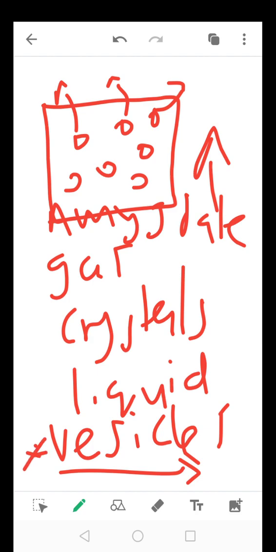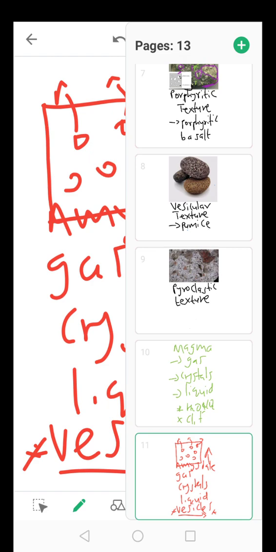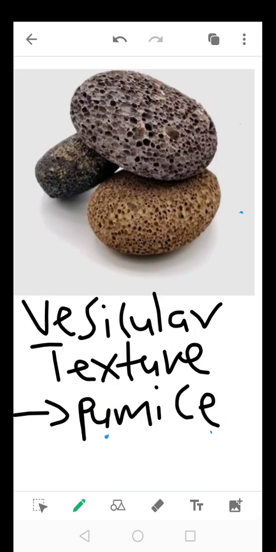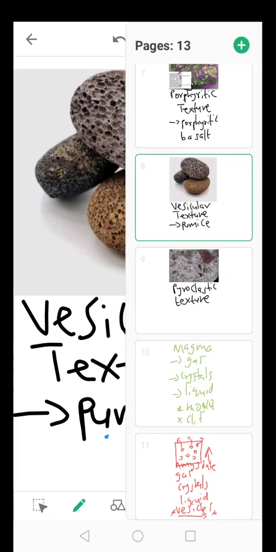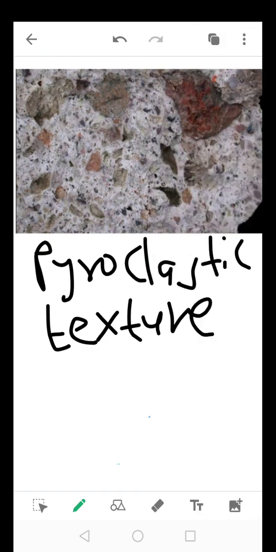But if only these empty spaces are found within the rocks, then the texture will be called vesicular texture. So I was still on this vesicular texture. Vesicular texture is well seen in the rocks pumice and even scoria. But let's first understand the pyroclastic materials.